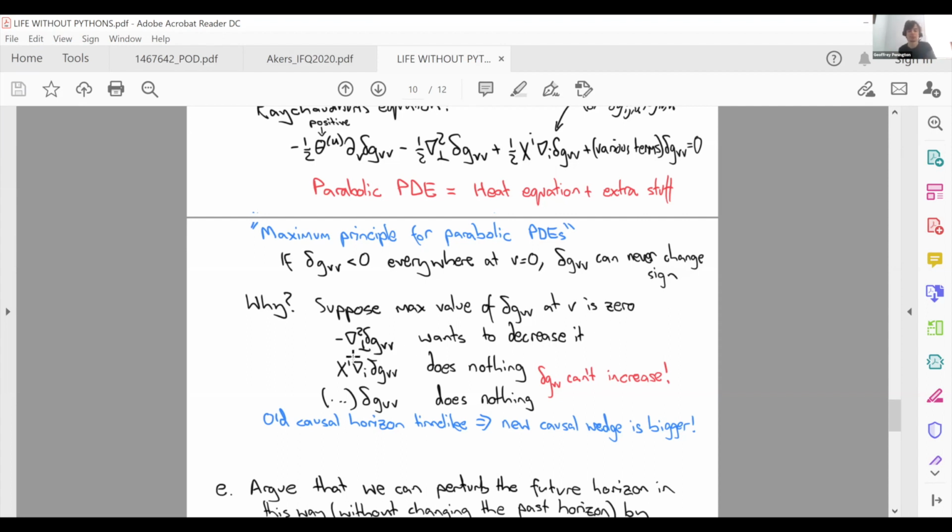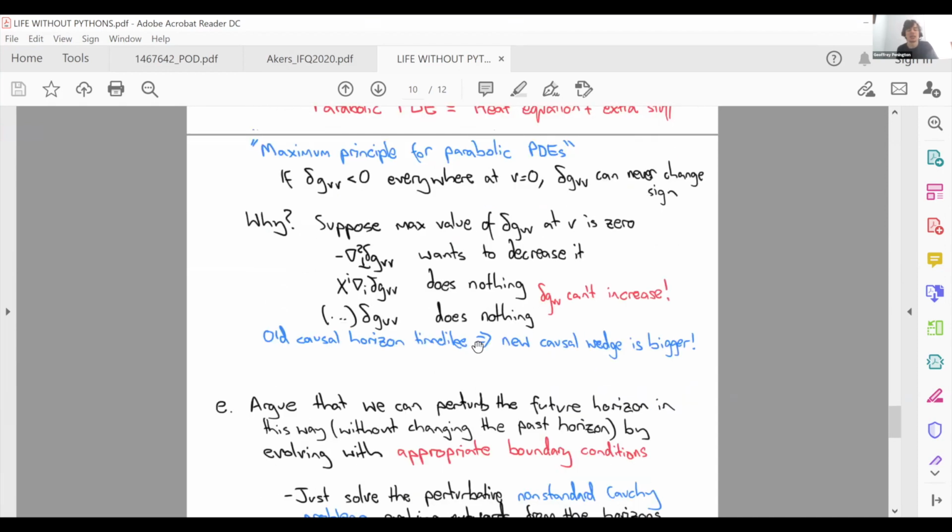Then we have this term that's the twist times the gradient of delta GVV, but it's a maximum, so the gradient is 0, so that does nothing. And we have some complicated stuff times delta GVV, but delta GVV is 0, so that does nothing as well. So the only thing causing delta GVV to change with V at this point is this Laplacian term that wants to decrease it. So delta GVV can't increase, it has to decrease basically, and so it can't go through 0, it has to stay negative. You can prove that more rigorously, but that's the intuition.